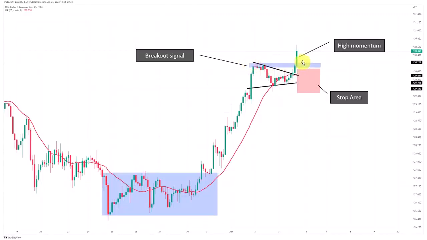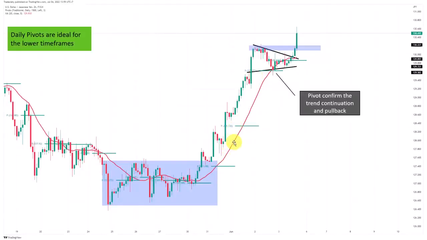What I prefer is horizontal levels. They are a little bit more objective. And we're waiting for the market to make a new higher high point. We can also add a pivot point. This is the daily pivot point indicator.